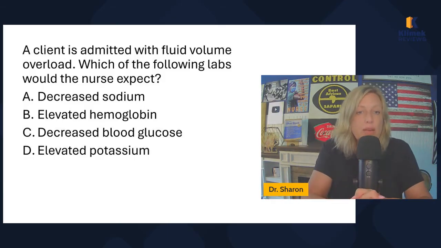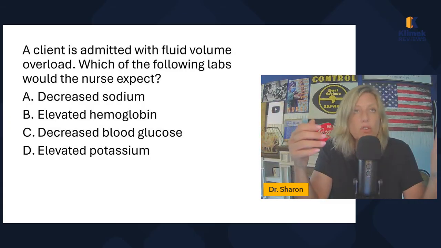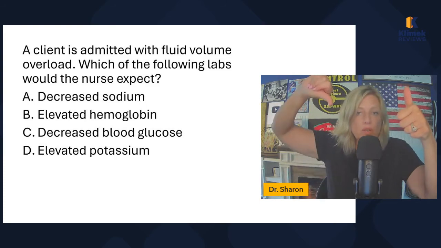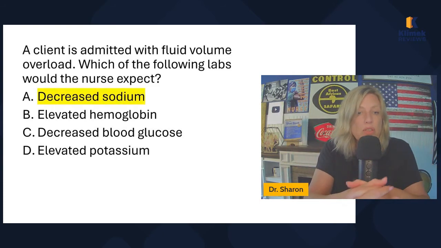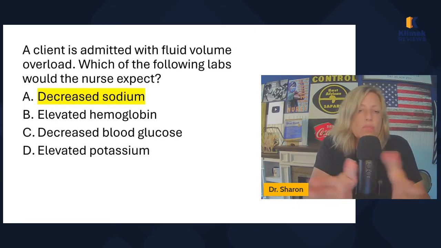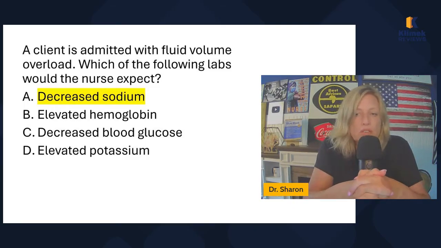So which of the following labs would you expect? Decreased sodium. Well, it's got sodium. I'm going to keep it on my list. Elevated hemoglobin, decreased blood glucose, or elevated potassium. So I only have one sodium option, so that's nice. So volume overload. So volume goes up. What would I expect sodium to do? Go down. We have decreased sodium. Absolutely. Now, blood glucose and potassium should not really be affected.